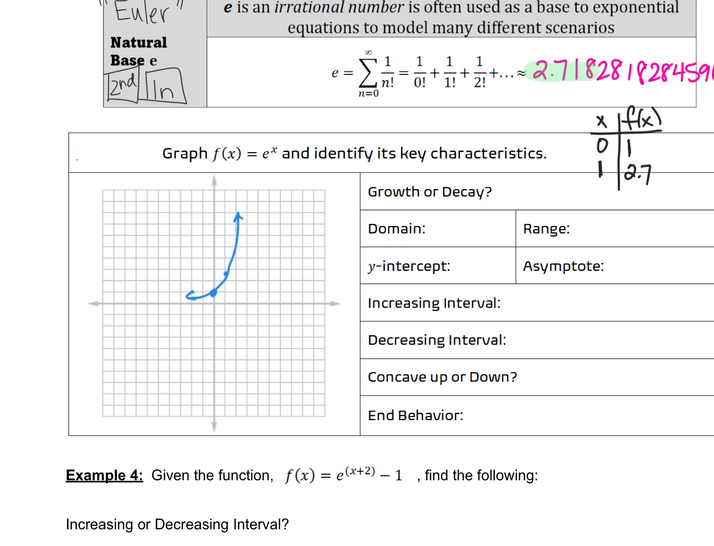Now, did my asymptote move? No. It stayed right there at the origin. So let's walk back through the questions. Do we have growth or decay? Is E greater than 1 or between 0 and 1? It's greater, so it's growth. What's its domain? All real numbers. What's its range? 0 to positive infinity. We're not going to worry about the y-intercept, but what is it on this one? 1. What's my asymptote? Y equals 0. Does it increase or decrease?